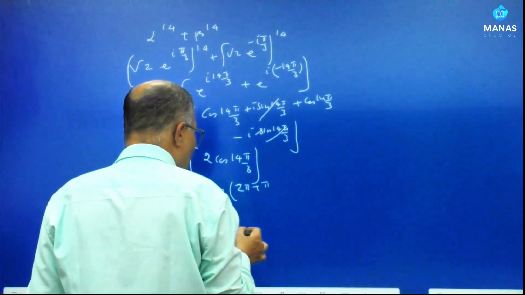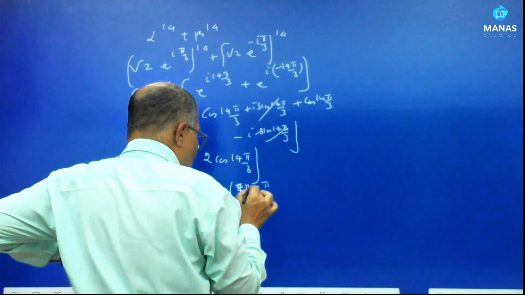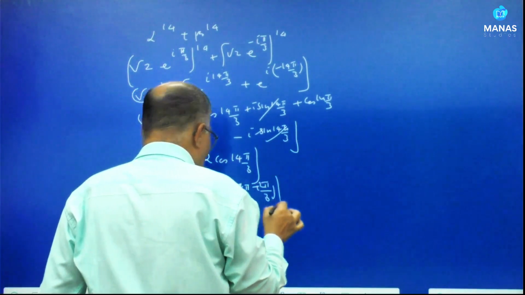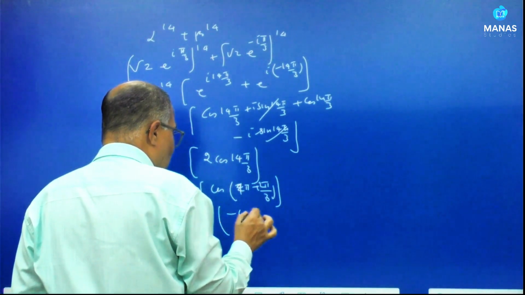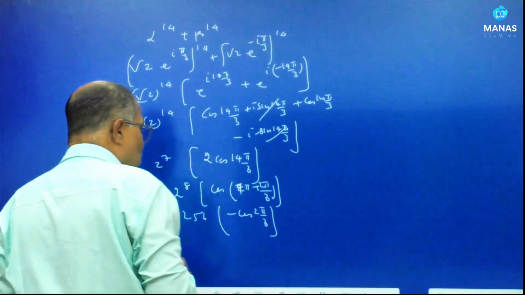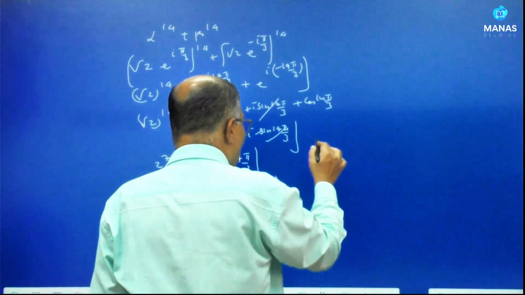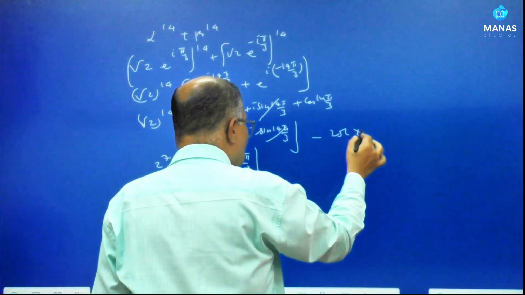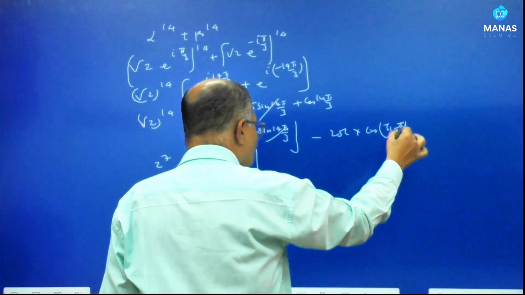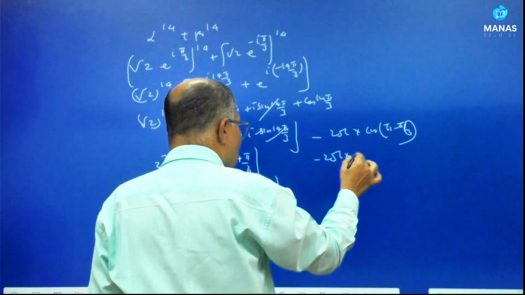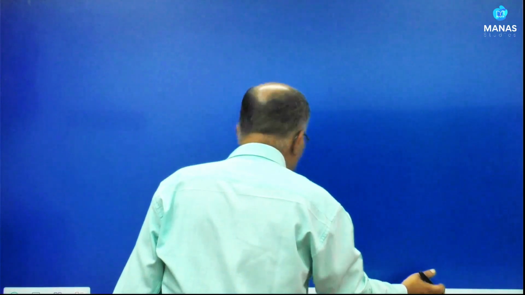2 pi, that is 4 pi plus 2 pi by 3. That is 256 multiplied by cos of 4 pi plus 2 pi by 3, which is 256 into cos 2 pi by 3. Cos 2 pi by 3 is minus cos of pi by 3, which is 256 into minus 1 by 2, which is minus 128. That is the answer. Now we will move to the next question.